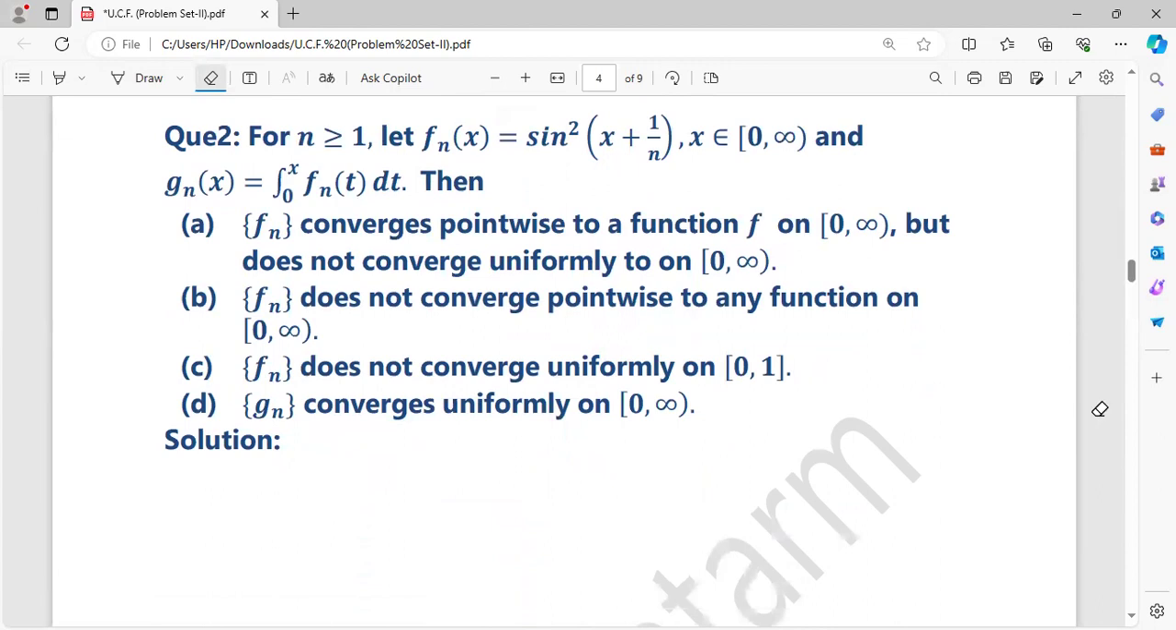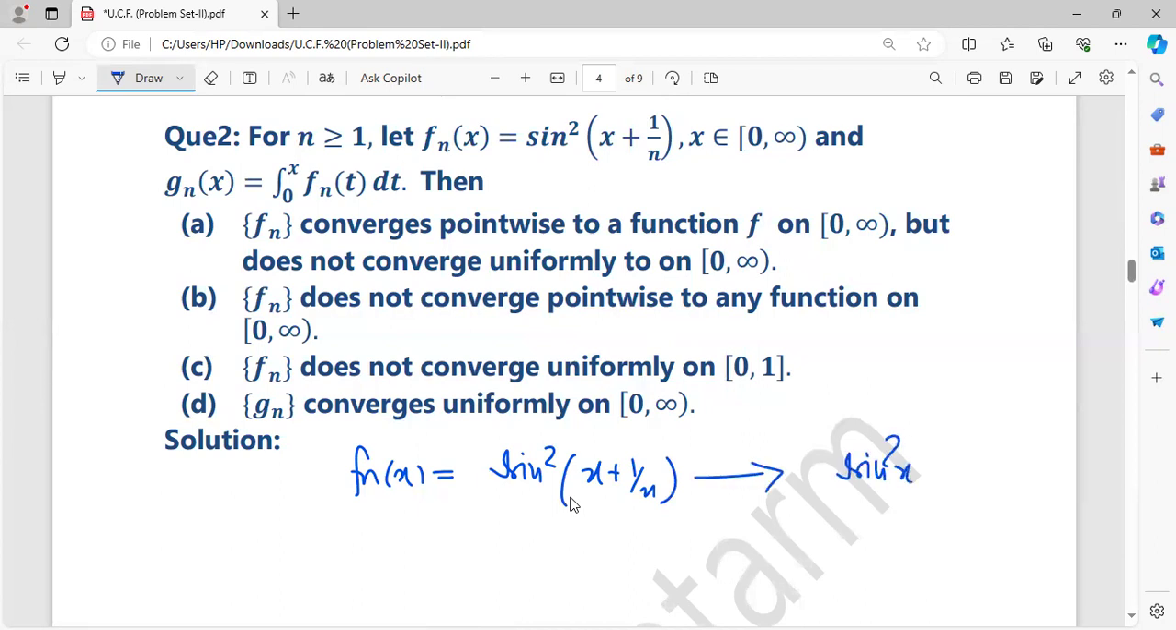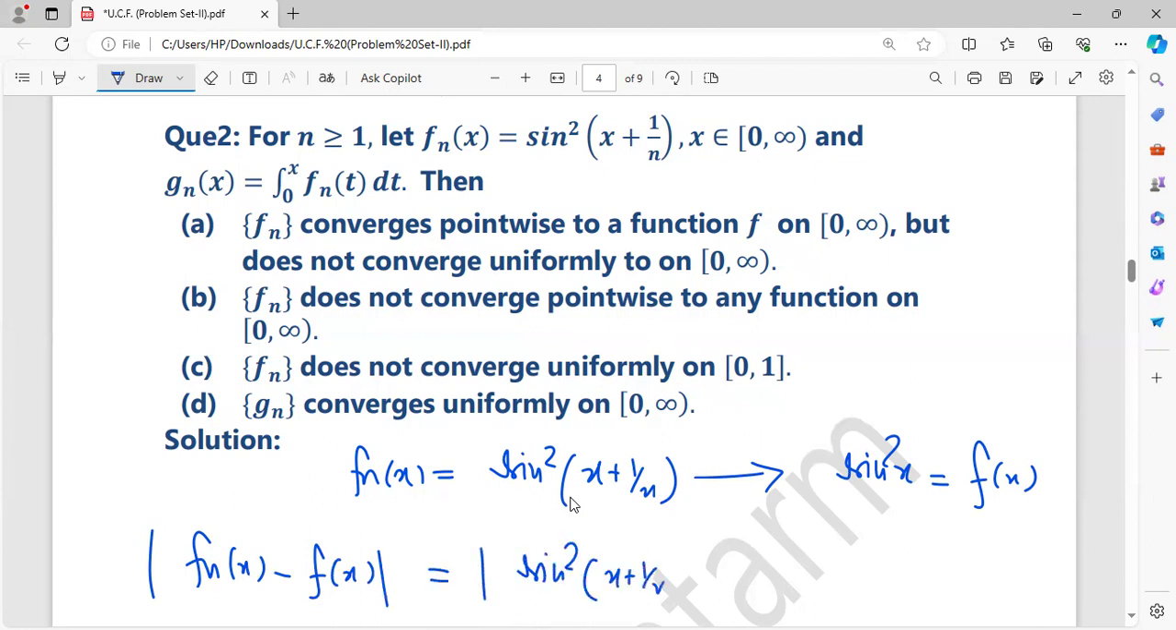Now what is f_n(x)? f_n(x) is this function. So where will it converge? It will converge to the sine square x function. Okay, this is my f(x). So what is the pointwise limit of this function? Now f_n(x) minus f(x), what is that? Sine square (x plus 1 by n) minus sine square x.